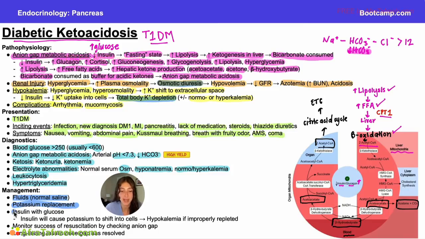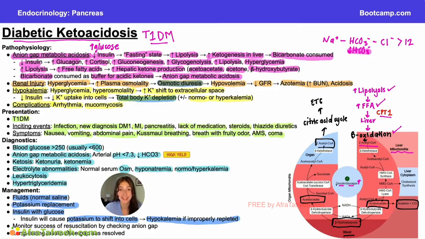We want to replete the potassium before we give the insulin. Once we've repleted the potassium, then we can give the insulin with the glucose. And as we just discussed, if we do this step backwards and give the insulin first, the insulin will cause the potassium to shift into cells, leading to a hypokalemia if we're not careful. So we really want to give that potassium first and then give the insulin.